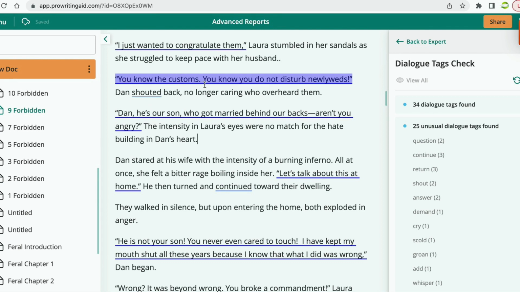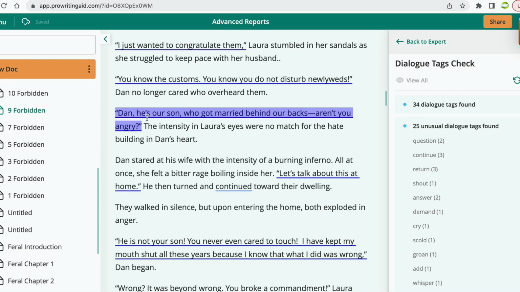You know the customs. You do not disturb newlyweds. Dan shouted back, no longer caring who overheard them. So I would just say, Dan, no longer. I would take this out. Dan no longer cared, or cares. Who overheard them? Dan, this is our son.